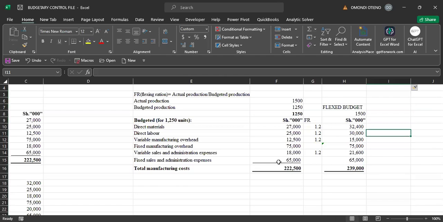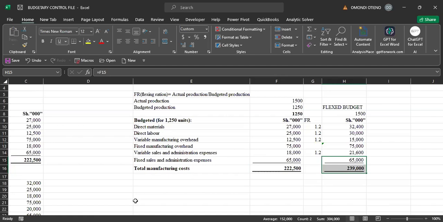Confirm if you're able to get the same amount. Are we getting the same thing? Great. So that's what you are required to do under flexed or flexible budget.